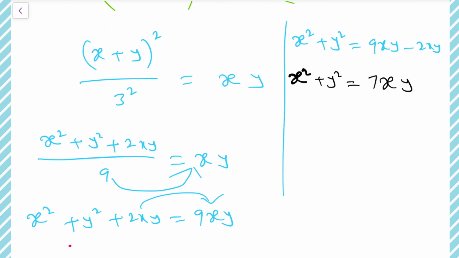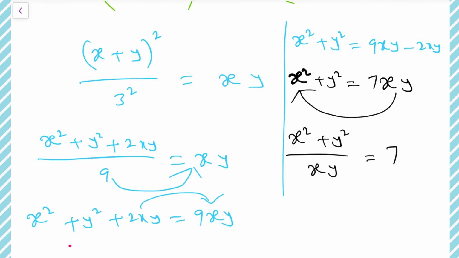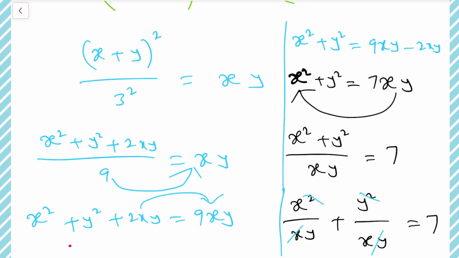Now keep 7 like that only and bring xy to the left side. So (x square plus y square) whole divided by xy equals 7. If we separate it, x square by xy plus y square by xy equals 7. Here x cancels, and here y cancels. So finally we remain with x by y plus y by x equals 7.